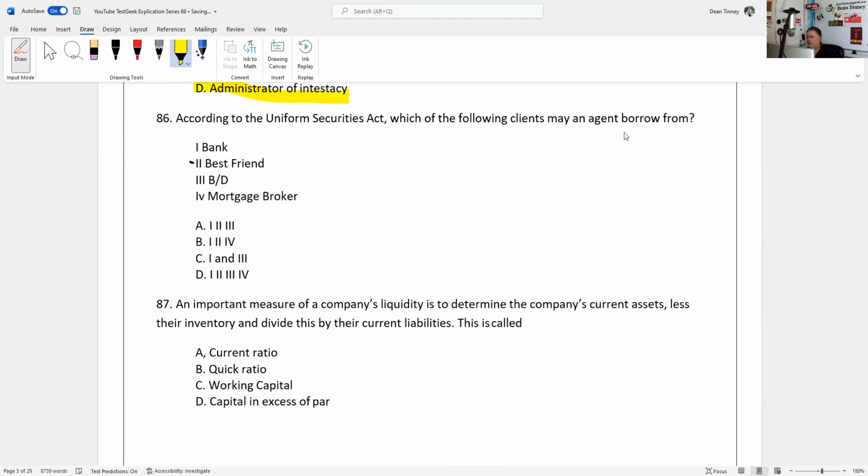Oh, by the way, may an agent borrow from? So I just got my answer. I started to walk myself out of my answer. And I like 1 and 3. Let me see if Brian gives that to us. He does indeed give that to us as an answer set.